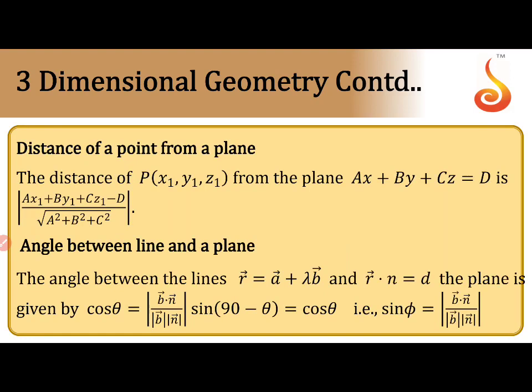Next, the distance of a point from the plane. Modulus of a x1 plus b y1 plus c z1 minus d by root over a square plus b square plus c square. The most important formula: the distance of a point from the plane is this one.